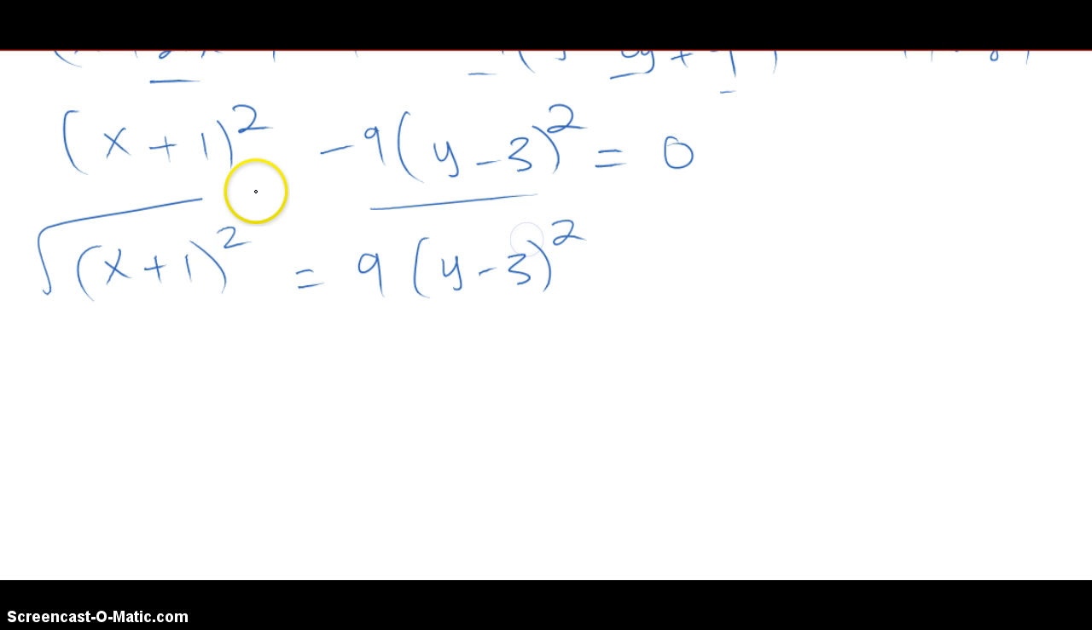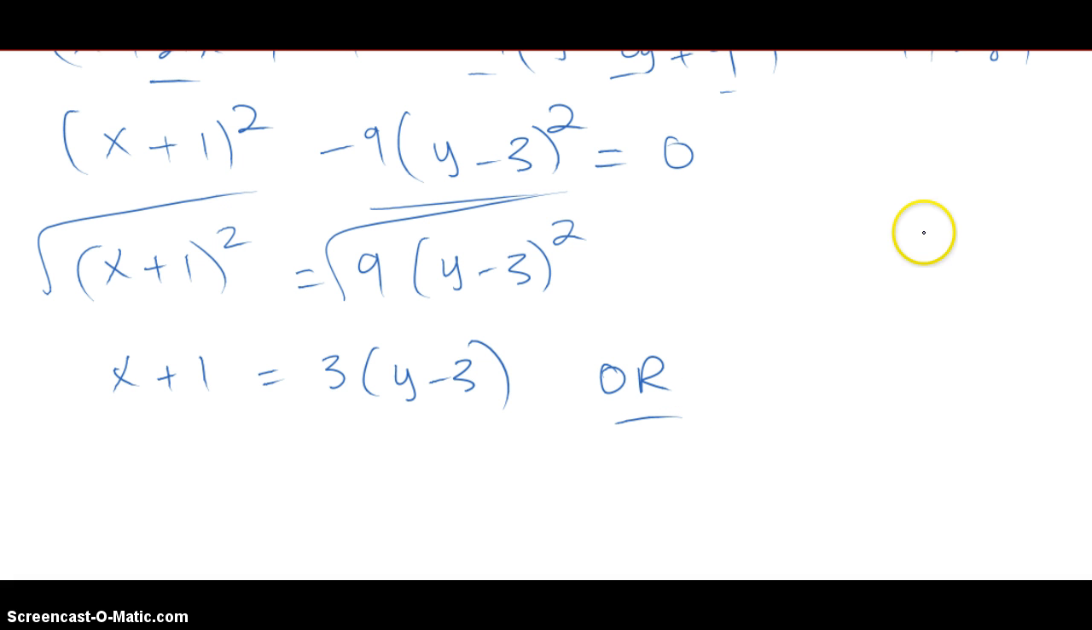Now I'm going to take the square root of both sides, so that's going to give us x plus 1 equals 3 times y minus 3. Since we took the square root, let's just do a reminder here. When we have y squared equals 16, it's not just y equals 4, is it? It's y equals plus or minus 4. So I also have x plus 1 equals negative 3 times y minus 3.